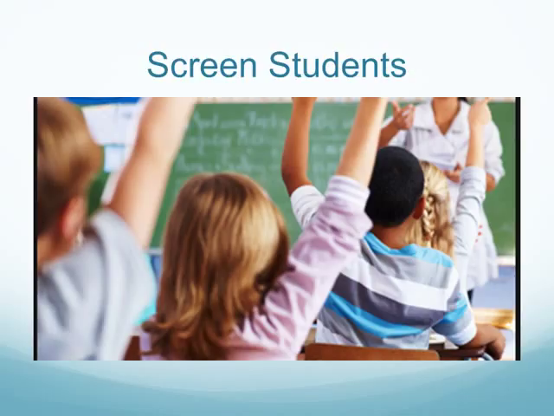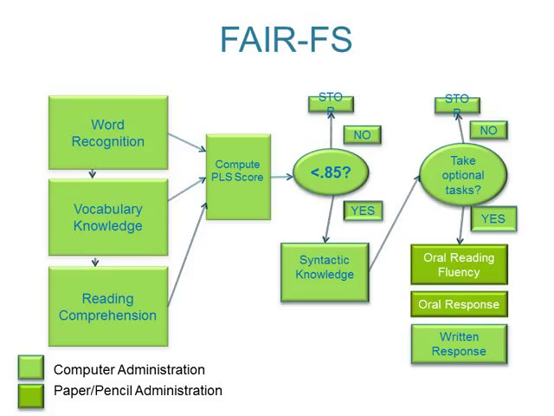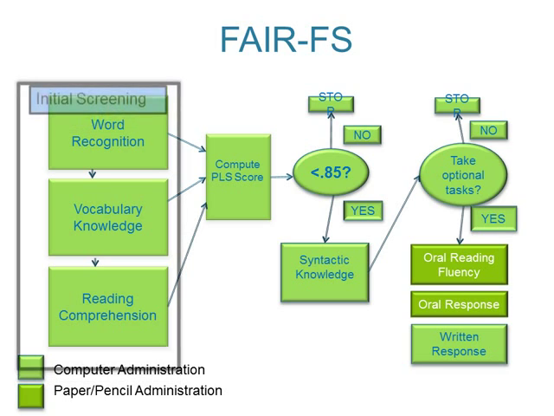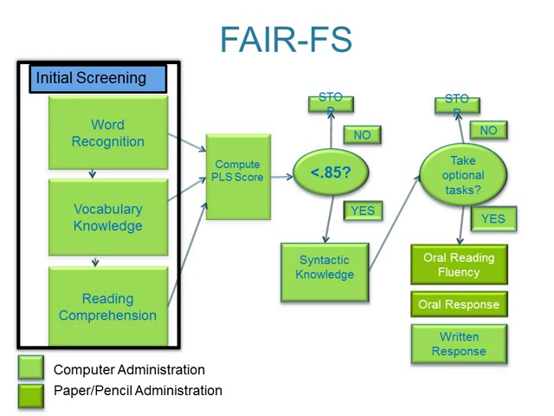Let's take a moment and look at the first recommendation to screen students. The FAIR-FS is a reading screening and diagnostic assessment that efficiently measures research components of decoding, oral language, and reading comprehension for all grades K through 12. Initial screening is given to identify those students who may need extra help.